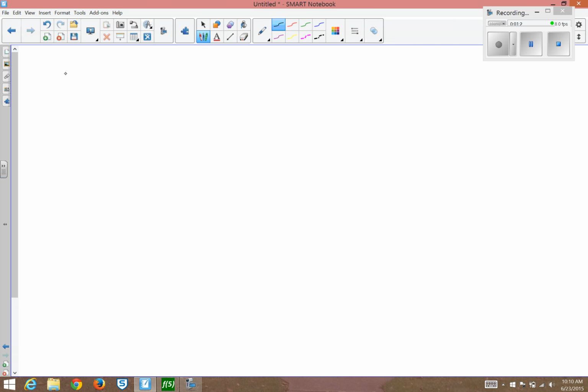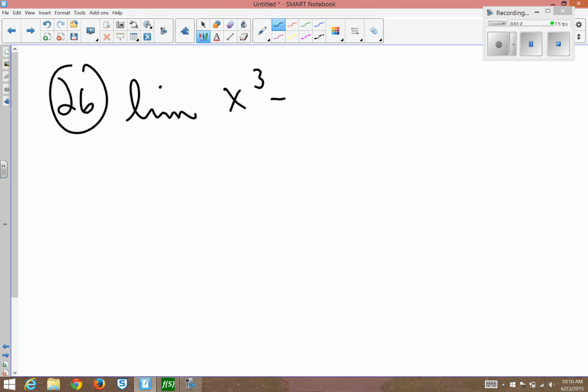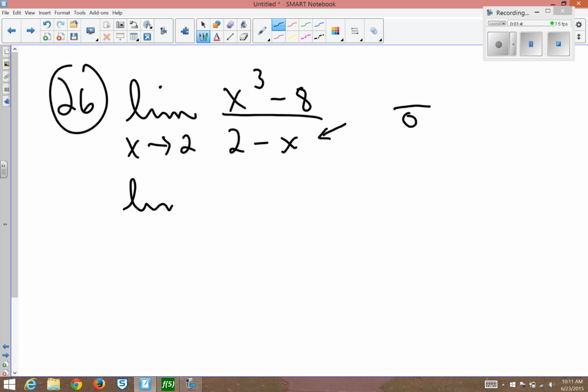Exercise 26. The limit of x cubed minus 8 over 2 minus x. We can't do this problem the same way because when we replace x with 2, we get 0 in the denominator. 2 minus 2 is 0. It is impossible to divide by 0. So we use algebra.